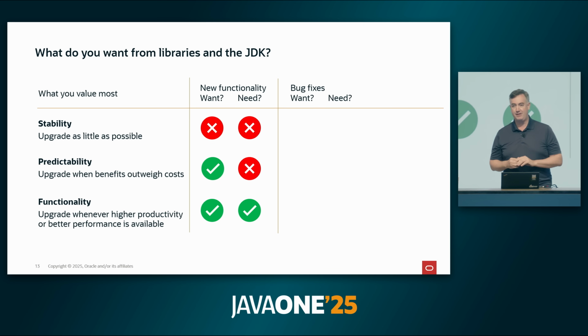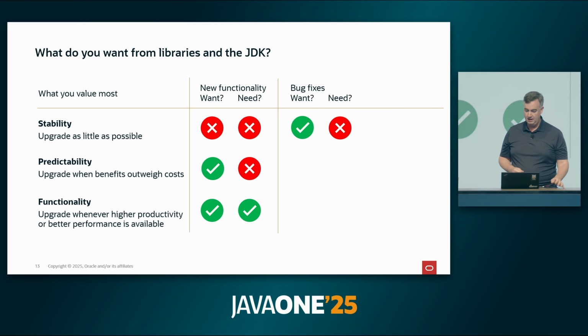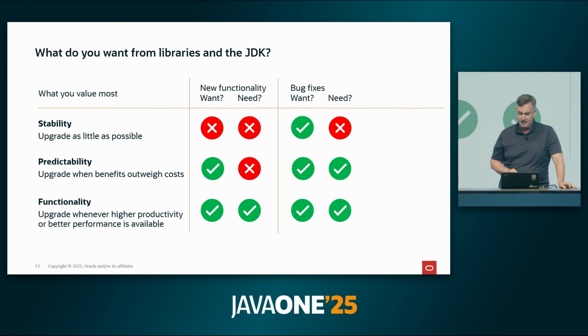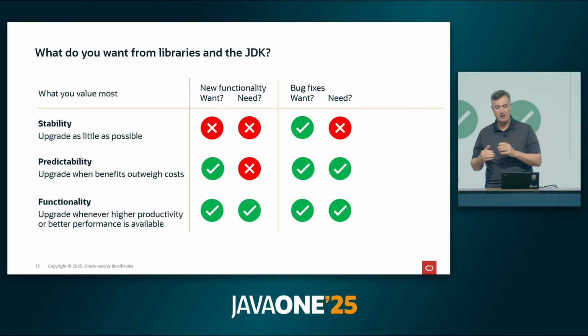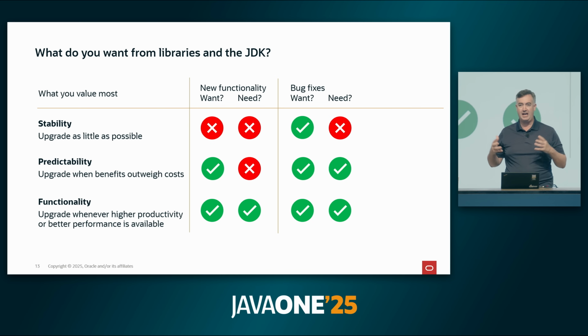How about bug fixes? If you value stability, you might want some bug fixes, but you don't always need all of them. Your application might long ago have worked around a bug in a library or in the JDK, so a fix isn't as necessary as you might think. If you're interested in predictability or functionality, you probably want and need as many bug fixes as you can get as soon as possible. There's no reason not to.